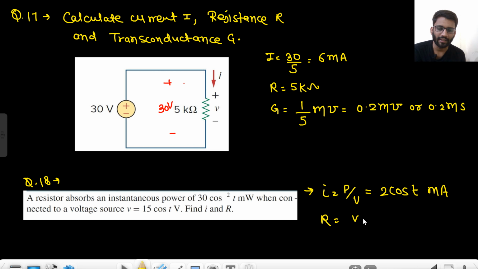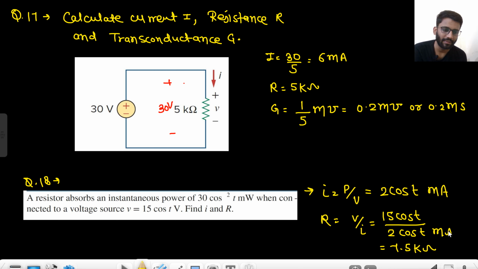What will be the resistance? V by I, that means 15 by 2, that means 7.5, and this is volt and this is milliampere, so it will be kilo ohm. Let me write it completely. V is 15 cos t, and current is 2 cos t milliampere, that means it is 7.5 kilo ohm. Volt by milliampere: volt by ampere is ohm, and this milli will go upward, so it will become kilo. So R is 7.5 kilo ohm. So you have to take care of the unit. In the examination, many times we go wrong in the units only.